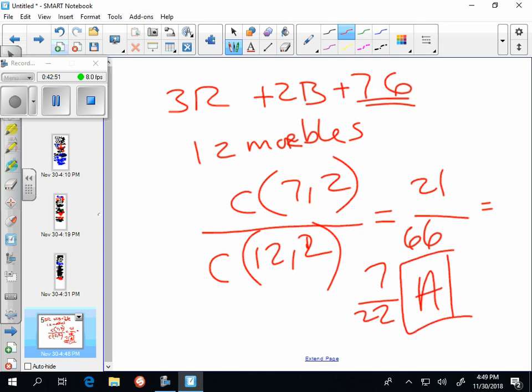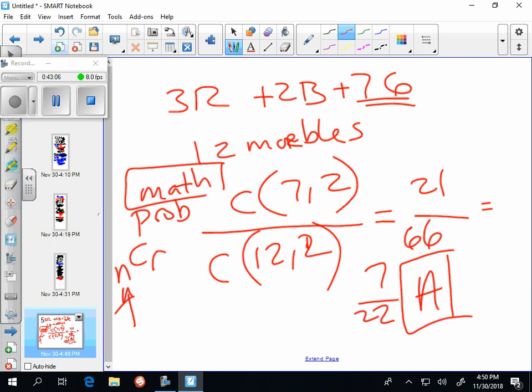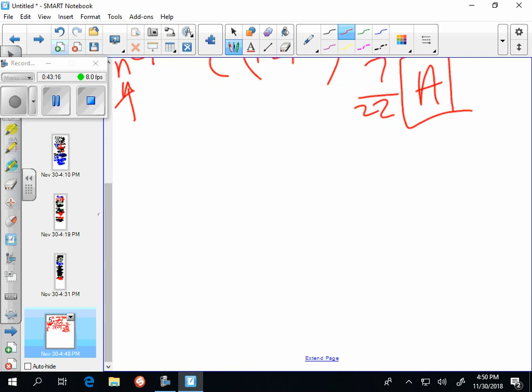Again, I'm using combinations from math, probability, C, N, C, R. Remember, you have to type that first number first before you go to the math button. You gotta type that 7, then go to the math button, go to probability, choose NCR, and then type in the 2. Okay. So there we go with choice A for number 19.